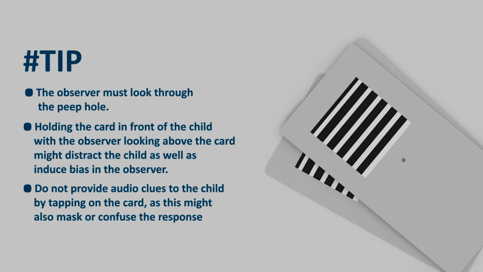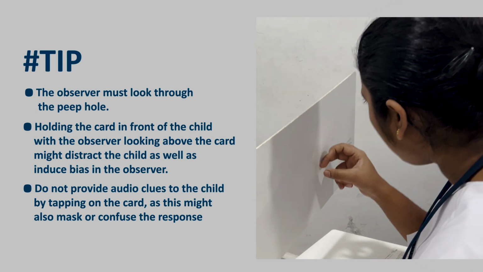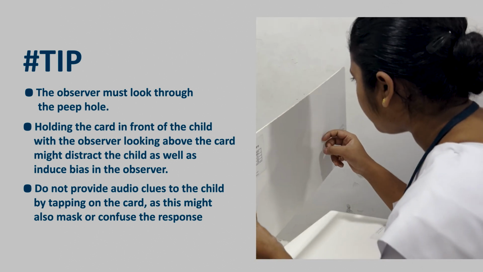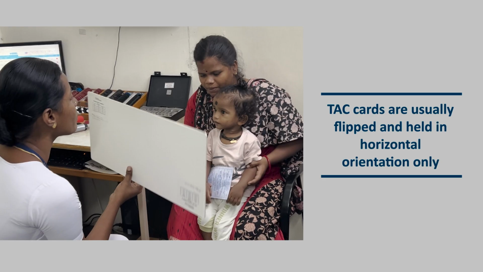Here is a tip. The observer must look through the peephole. Holding the card in front of the child with the observer looking above the card might distract the child as well as induce bias in the observer. Do not provide audio clues to the child by tapping on the card, as this might also mask or confuse the response. Tag cards are usually flipped and held in horizontal orientation only.